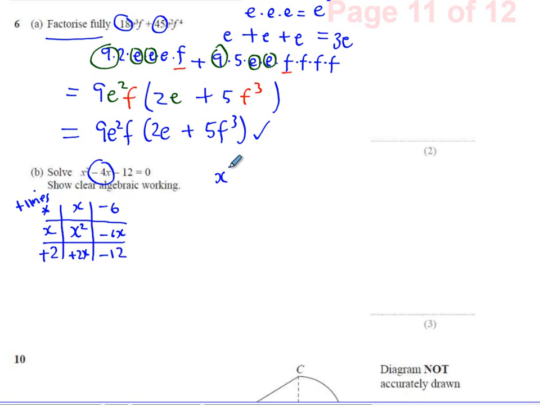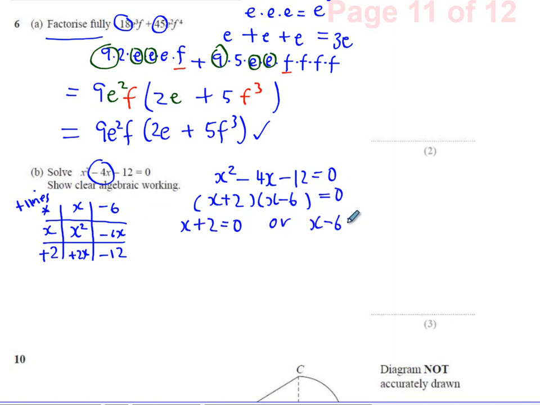So let's rewrite my calculation. It's x squared minus 4x minus 12 equals 0. And we always do the same thing. You make sure you remember this process. So this is x plus 2 from this side of the grid, and x minus 6 from here. The next line that you always write is x plus 2 equals 0, or x minus 6 equals 0. So now in this case x must be minus 2 or x must be equal to 6. There you go. Those are your answers.